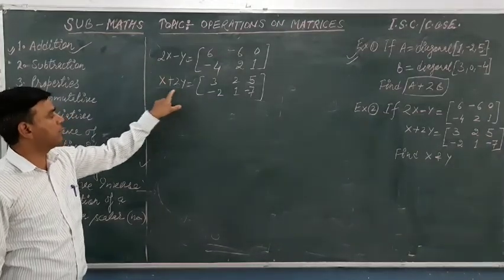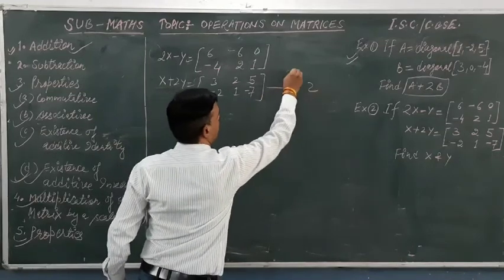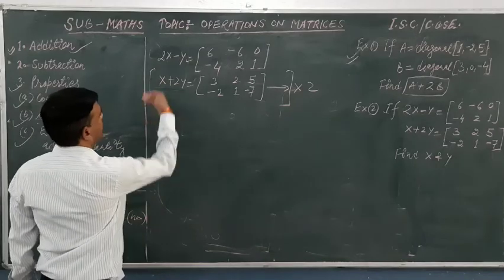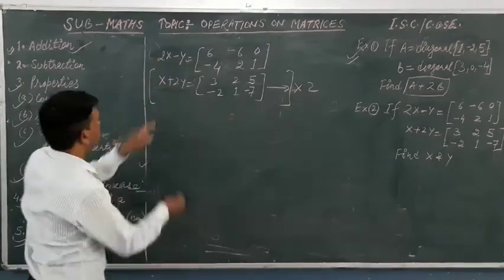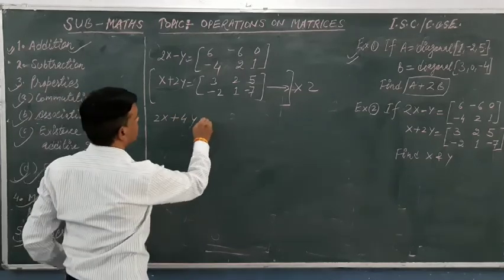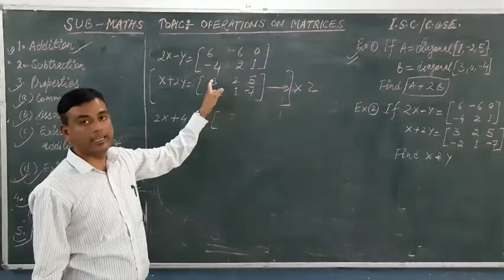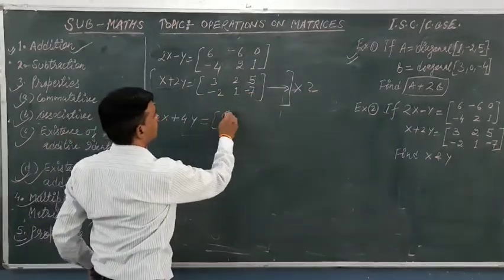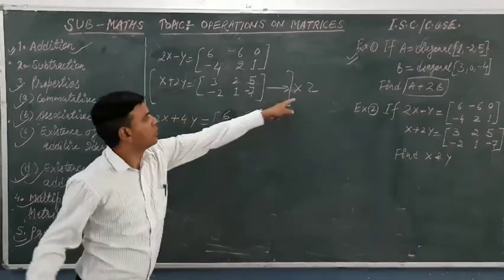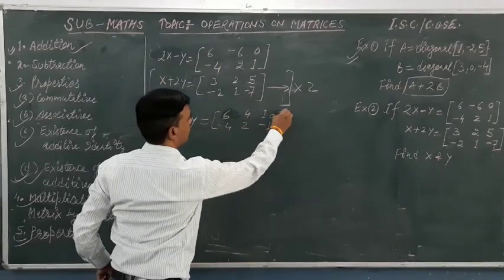So the left hand side is multiplied by 2, so similarly you will multiply the whole right hand side matrix by 2. The first will remain the same. If you multiply with this, I will get 2x plus 4y is equal to, then this 2 is also multiplied with each element of the right hand side. I will get 2 times 3 is 6, 2 times 2 is 4, 2 times 5 is 10, 2 into minus 2 is minus 4, 2 and minus 14.